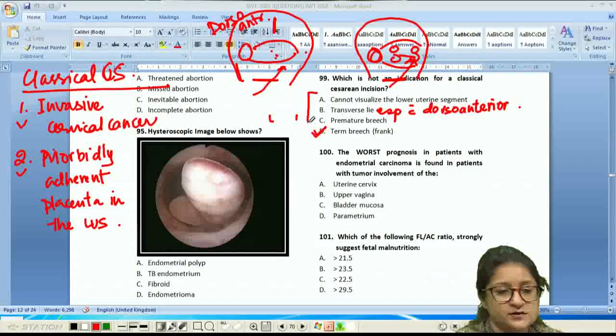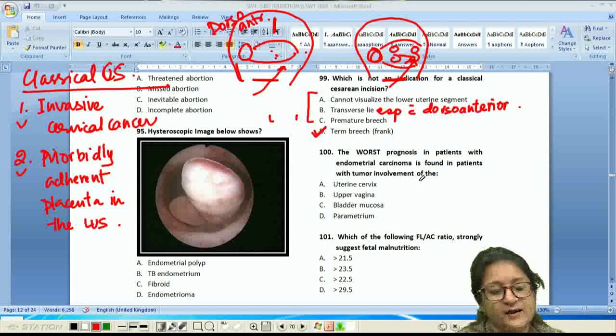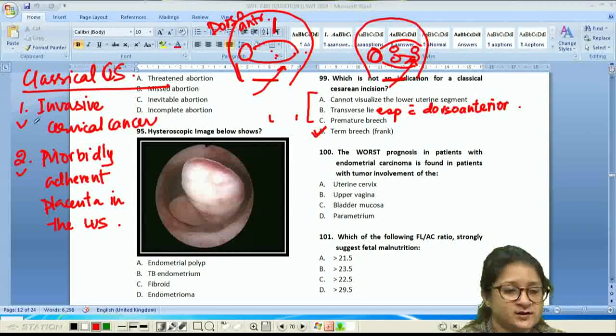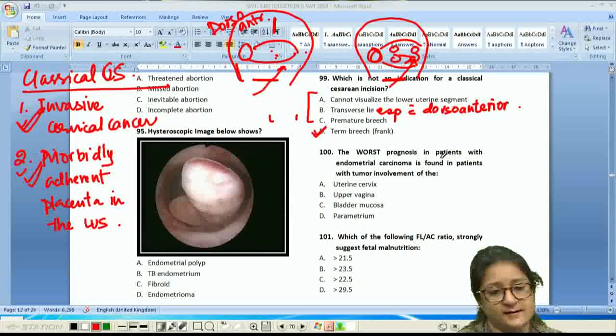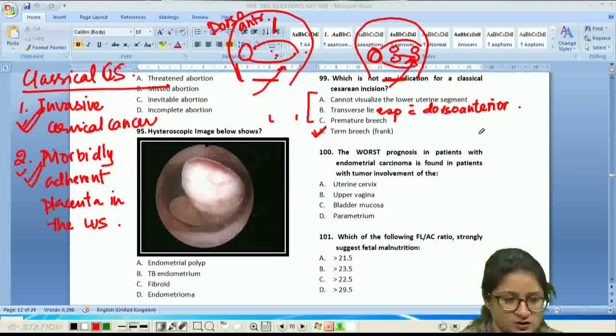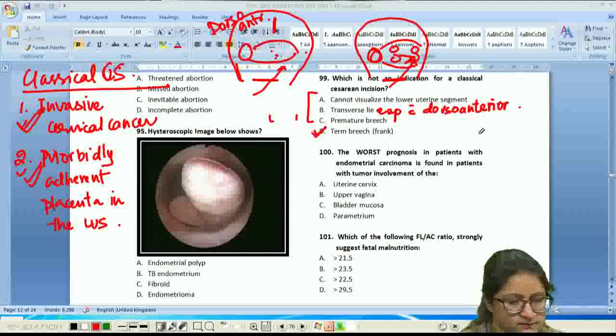So these three are not absolute indications of classical cesarean, but there are situations where a classical incision might be needed. A classical incision is always used in invasive cervical cancer and morbidly adherent placenta. In term breech, it's just not an indication at all.